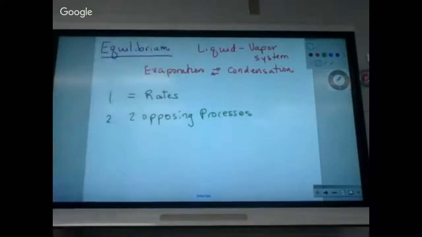This is the physical portion. We'll do chemical after Christmas because we'll do calculations and write equations with it.